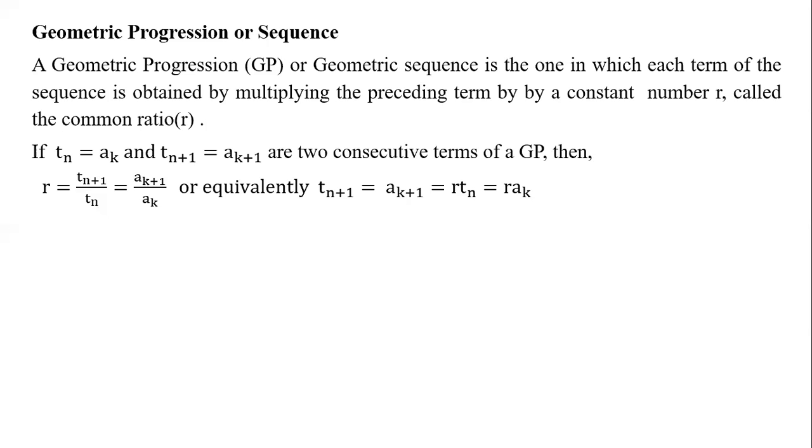If the first term is a and the second term is ak, then the common ratio will be the second term divided by the first term. It must also be equal to the third term divided by the second term, and so on. Now, let's look at examples.